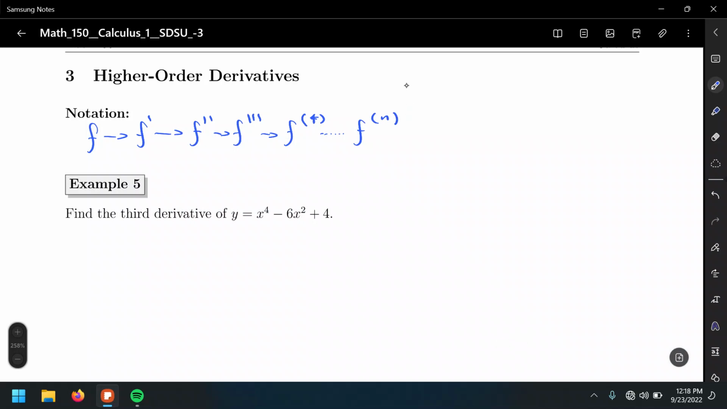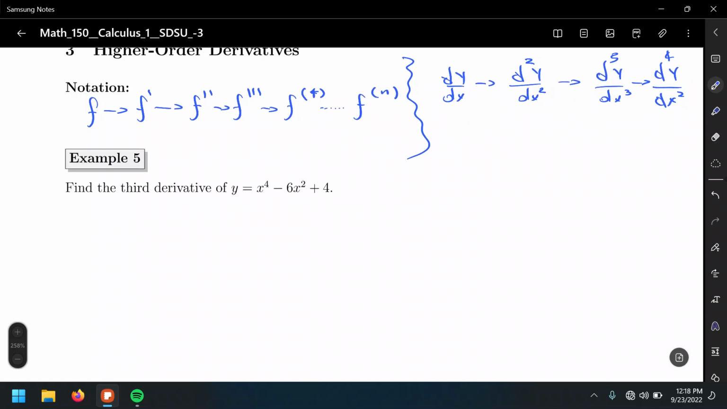Alright, so for the first 3 derivatives we use the prime symbol, but not for higher than 3. If we use the other notation, dy dx, the second derivative would look like d squared y over dx squared. That's the second derivative. Third derivative, fourth derivative. So the order of the derivative, we write it as an exponent in the numerator on top of the d, and in the denominator on top of the independent variable, which in this case is x. Alright? So let's have a look at one example.